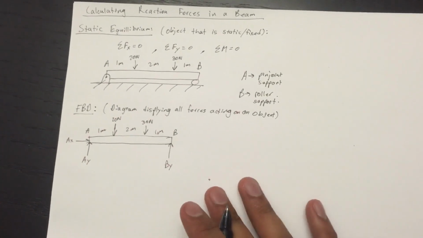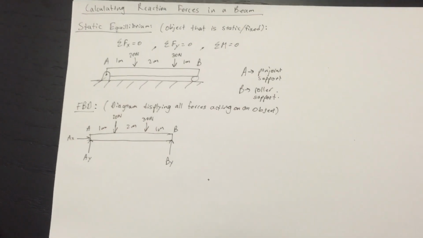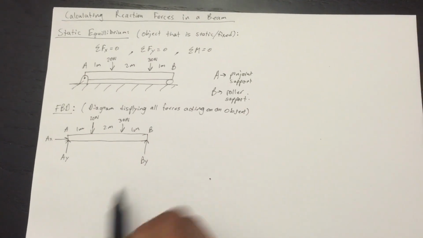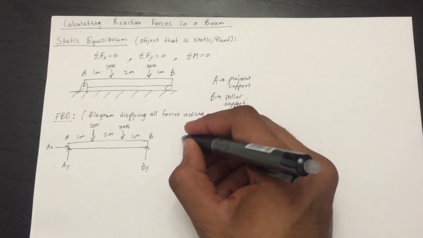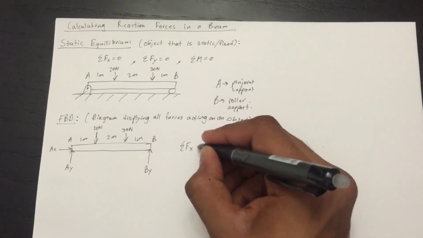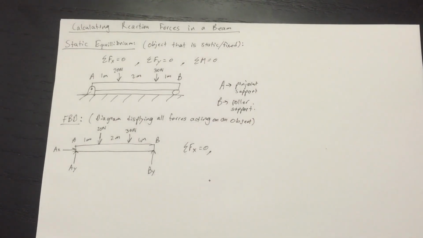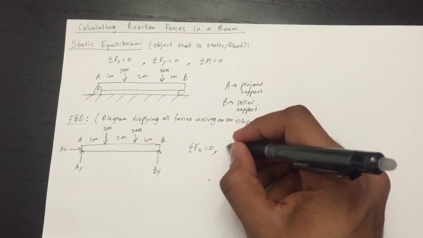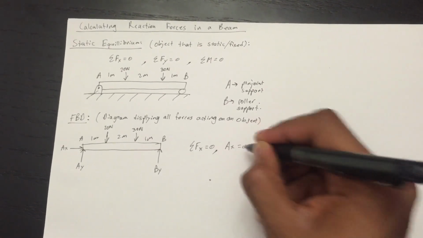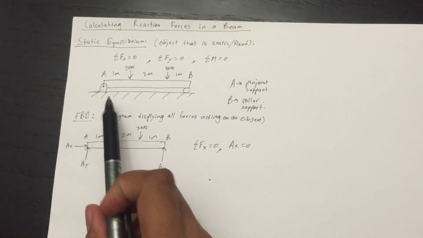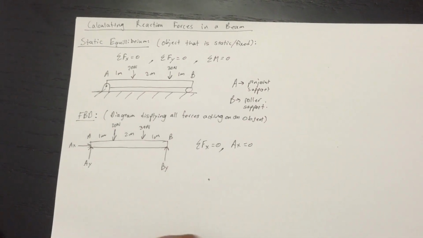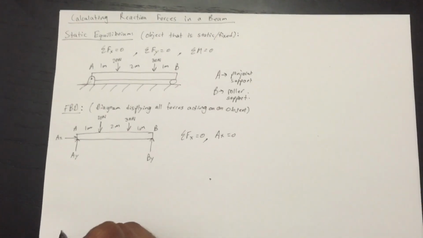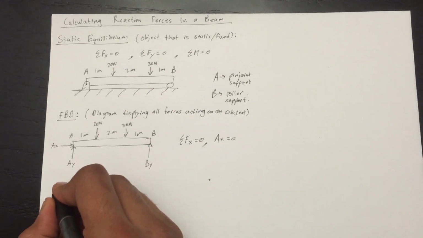Now that we know all our forces, let's apply the static equilibrium equations to find the reaction forces in this beam, which would be AX, AY, BY. So, sum of forces in the x equals 0. Now what are the forces acting in the x direction? We only have AX. Therefore, AX equals 0, which means that there is no force that this pin joint is exerting in the x direction.